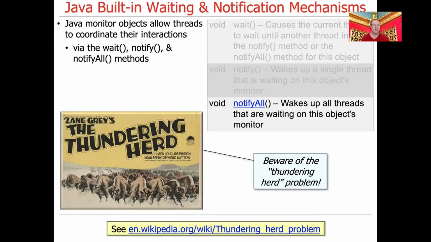You have to beware of the thundering herd problem when you use notifyAll. And as we'll see a little bit later when we talk in more detail about how these mechanisms work, notifyAll ends up being used quite a bit in Java built-in monitor objects, which is one of the reasons why it's a limited interface and often should be deprecated in favor of using the more modern Java condition object.